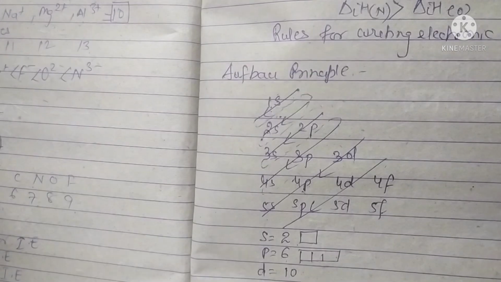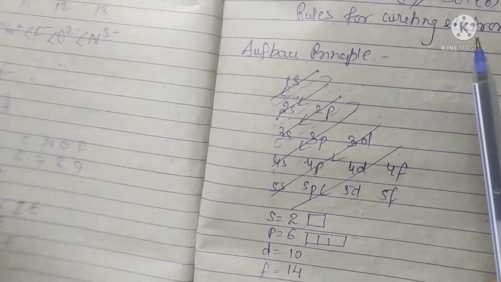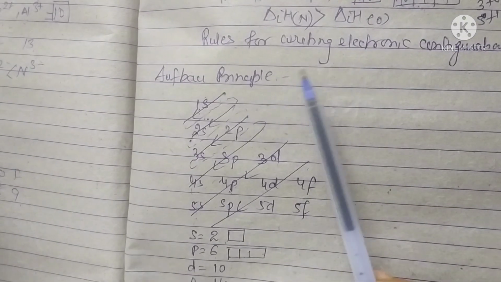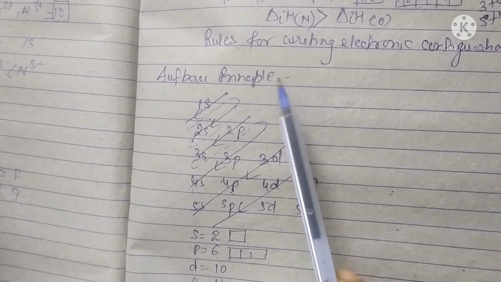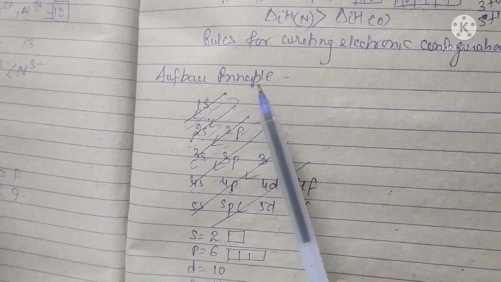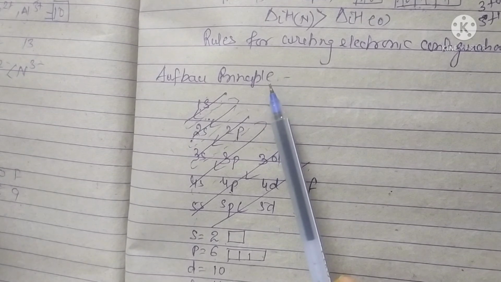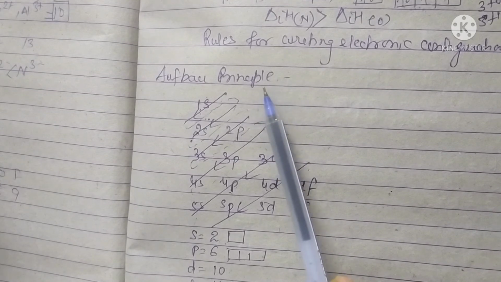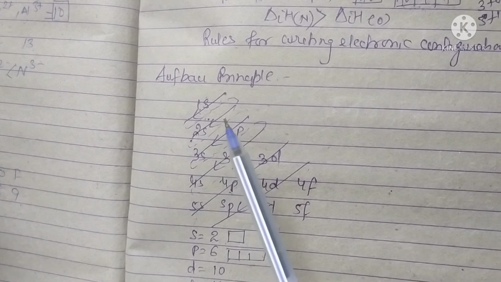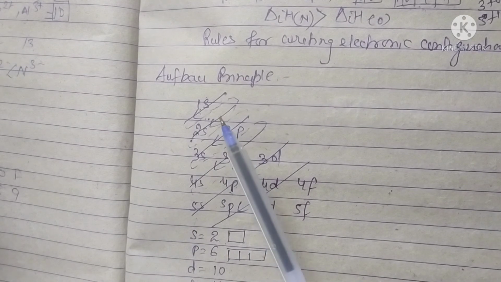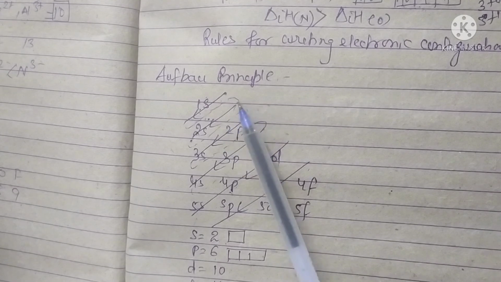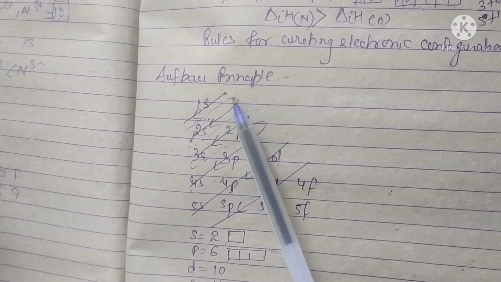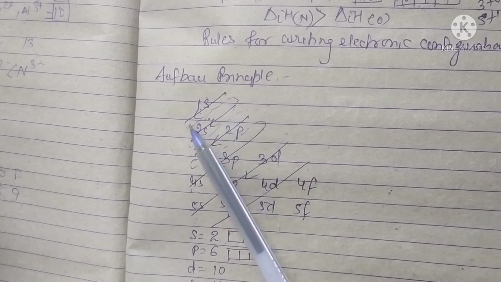How to write the electronic configuration of any element. For that we have to learn and understand certain rules. The first rule is the Aufbau principle. It says that in the ground state of the atoms, the orbitals are filled in order of their increasing energies. And how their energy is increasing, for that we have to draw this diagram.